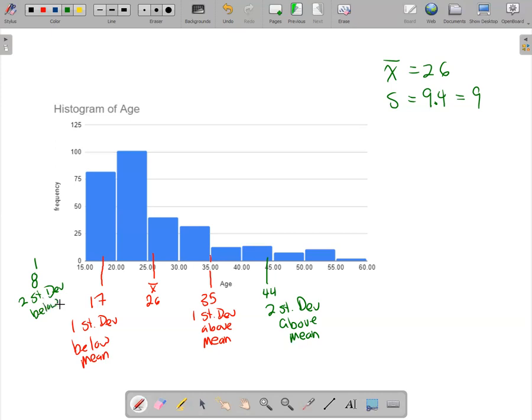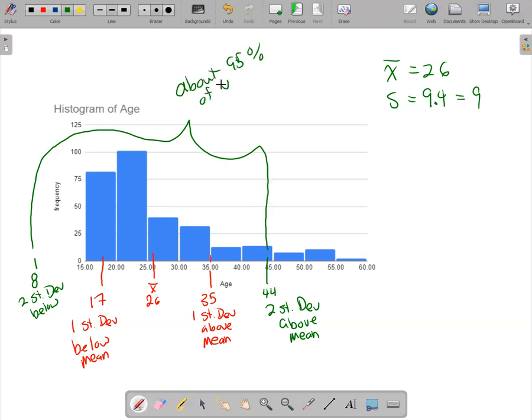For most data, what we're going to find, so here I have from 8 is 2 standard deviations below, and 44 is 2 standard deviations above. About 95% of values are within 2 standard deviations of the mean.